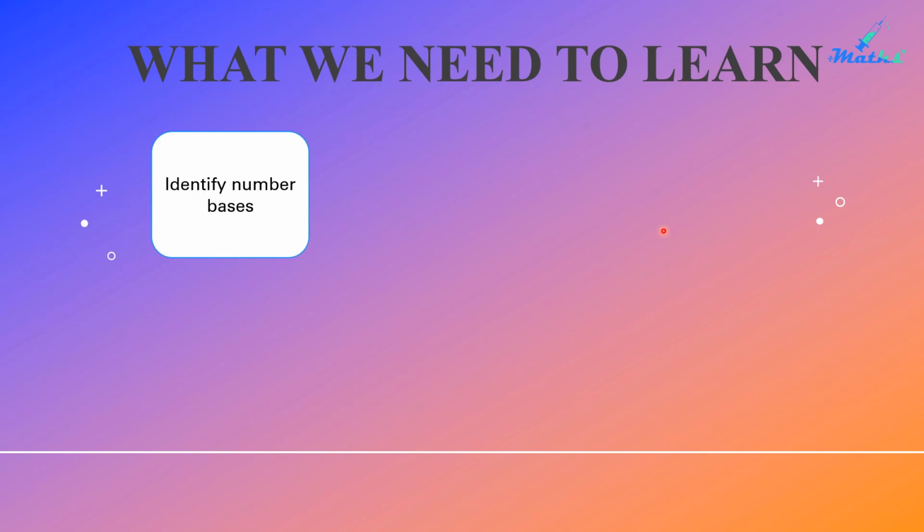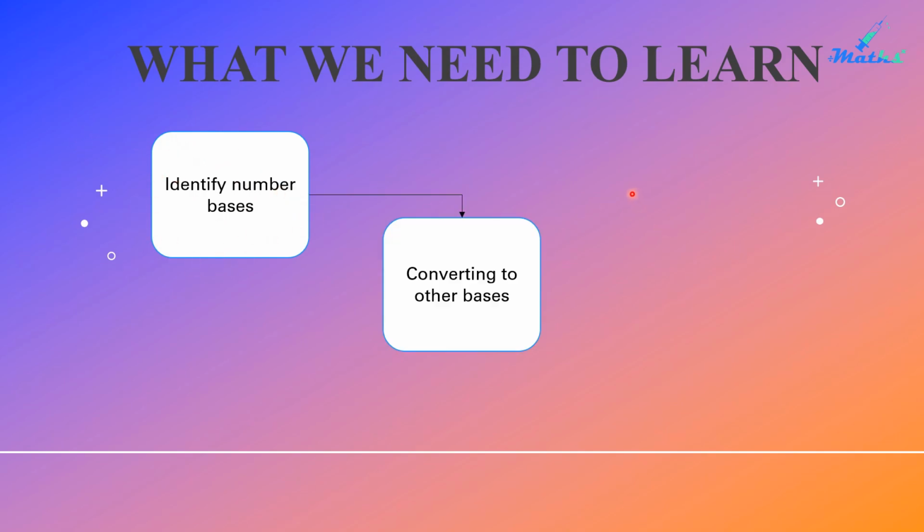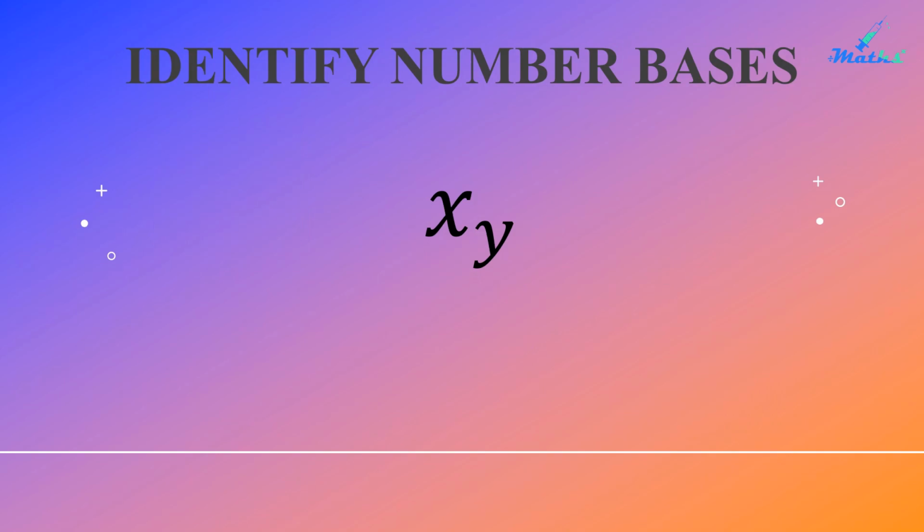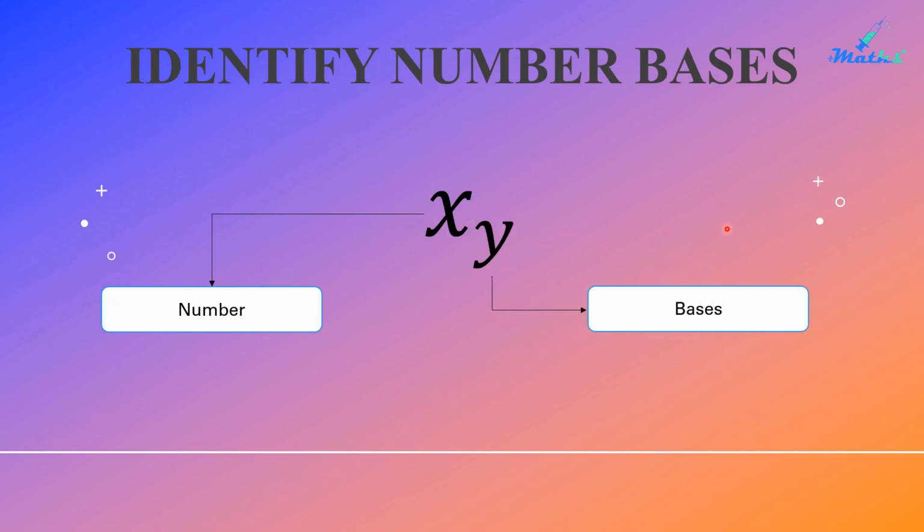In this chapter, what we need to learn is to identify the number base and convert a number base to another base. And the last is addition and subtraction of the number base. Here, as you can see, this is something like the number base. I use two variables, x as the number and y as the base.